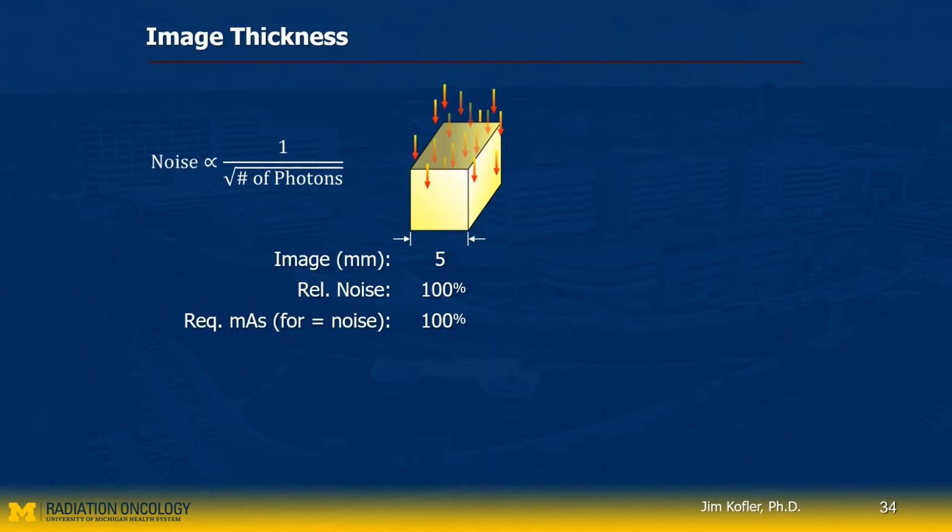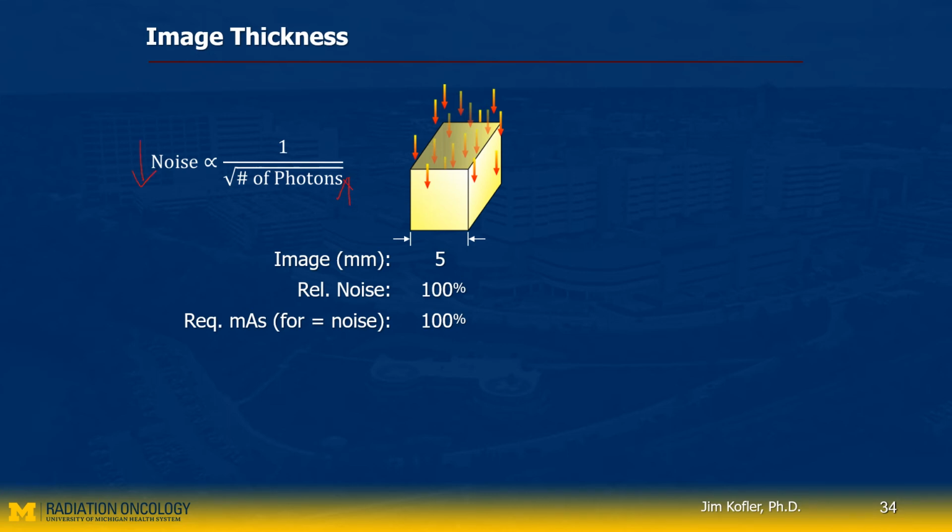So let's talk about the relationship between the image thickness and image noise. What is noise? Noise means the image is grainy. If noise is high, that means your CT image is noisy and grainy. Noise is inversely proportional to the square root of the number of photons. So the more photons your detector receives, the noise will be reduced. When the number of photons increases, your noise will go down.